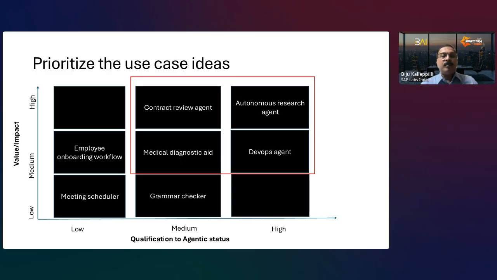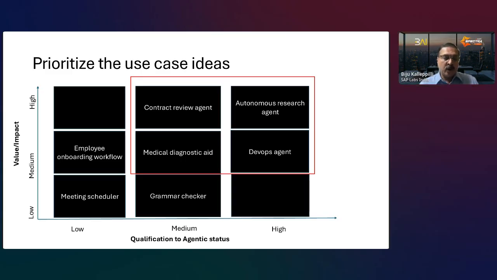So DevOps agent, on one side, the value impact may not be very high, but a DevOps agent can monitor the alert in the pipeline and take corrective actions and remove the blockers and move forward with the deployment. So all these things are going to help you to prioritize use case ideas, right? So the red square box that I marked are the ones probably that qualify based on the criteria that I've given at this point of time. So your priority one will go to autonomous research, then you can assign the priority of the other three according to the needs of the organization.